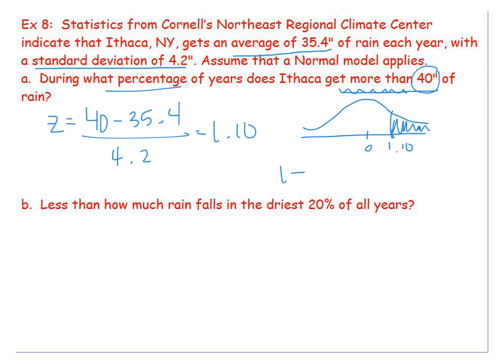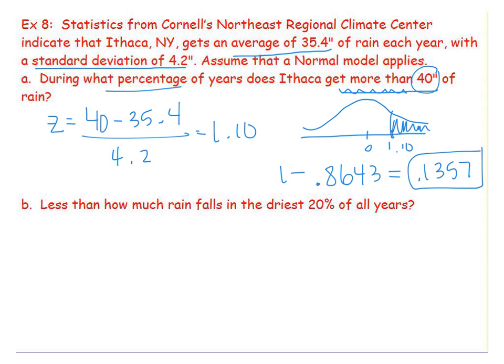And so the blue sheet says 0.8643. So when we subtract from 1, we end up with 0.1357. So this was a straightforward problem. We could have seen this back in chapter 6 when we first learned z-scores.